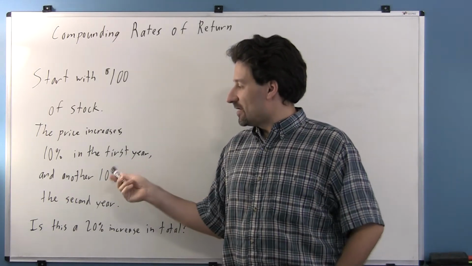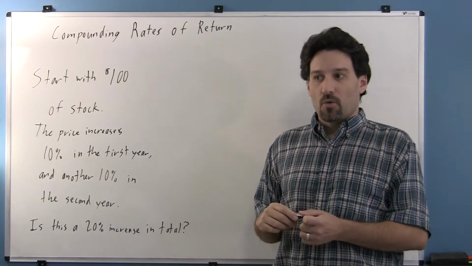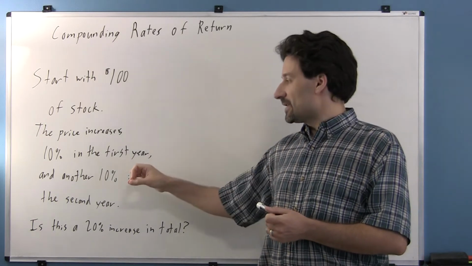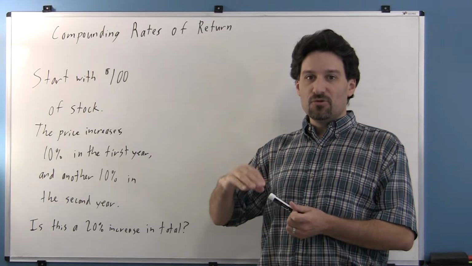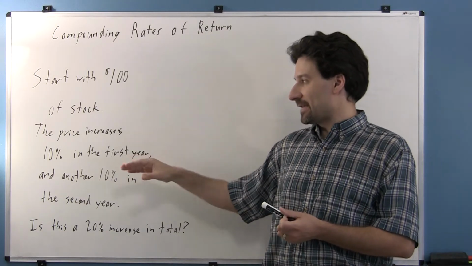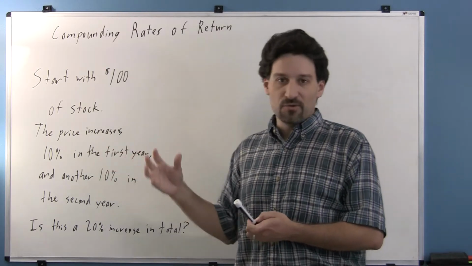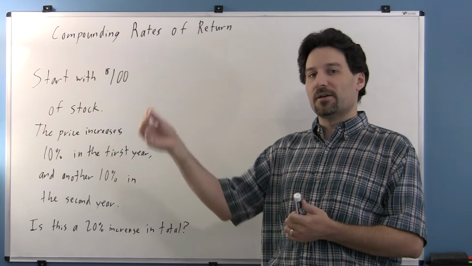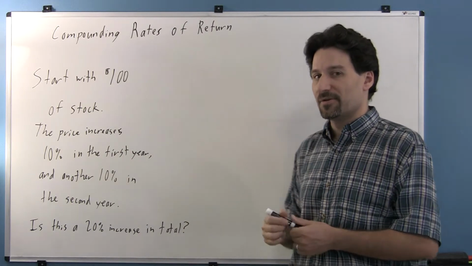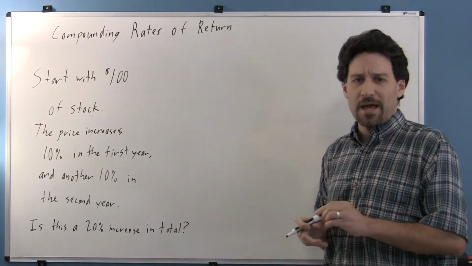Now, when we say another 10% in the second year, we are now looking at an increase from the new place the price was at. So the value increases by 10%, and then from there it increases by another 10% of this new value. Let's take a look at the math.